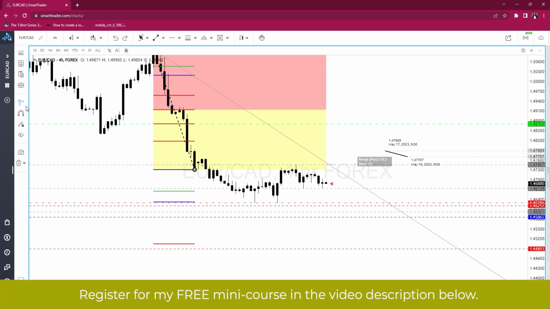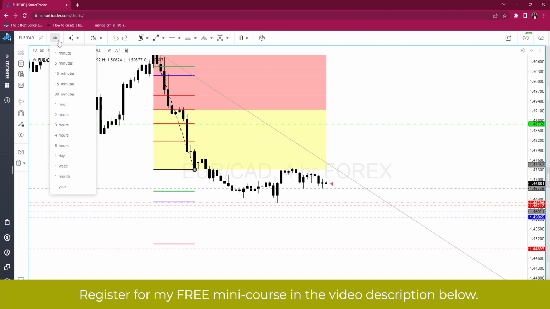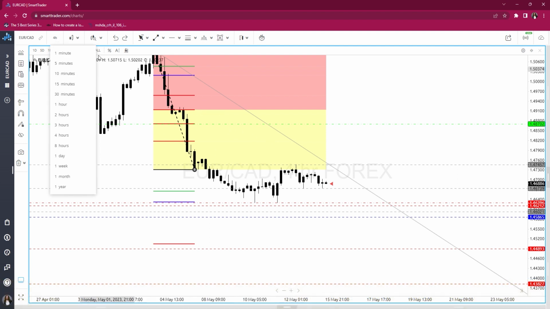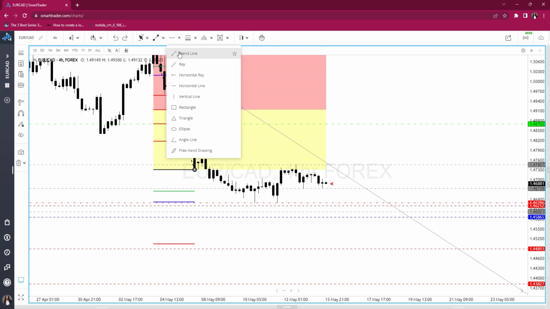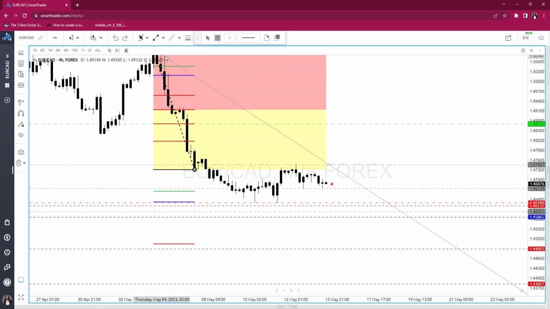Let me get rid of this. So the way that I would look at this and set this up, it's off of the 4-hour, but in order for me to take the trade, I got to see signs on the lower time frame of bullish action. Let me see if Smart Trader tells me that I'm smart today.